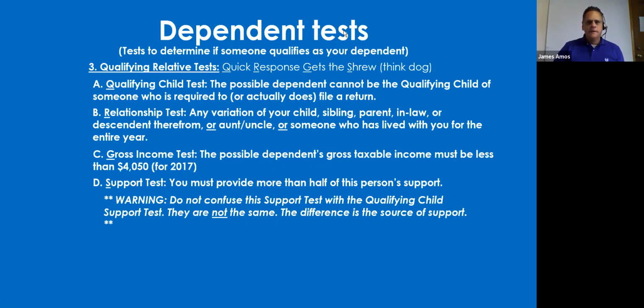Okay? Yeah. All right. So we're going to do this again. We're talking about the qualifying relative tests. What do you think, dog or cat here? Dog. And what's the memory aid? Quick response gets the SHREW. That's right. Perfect. And what does the Q stand for in quick? Qualifying child test. And what does that mean? Your dependent cannot be the qualifying child of someone else on another's return. That's right. Perfect. And in response, the R stands for which test? Relationship test. Which means what? Any variation of your child, sibling, parent, in-laws, or descendant therefrom, or aunt, uncle, or someone who has lived with you the entire year. Perfect.